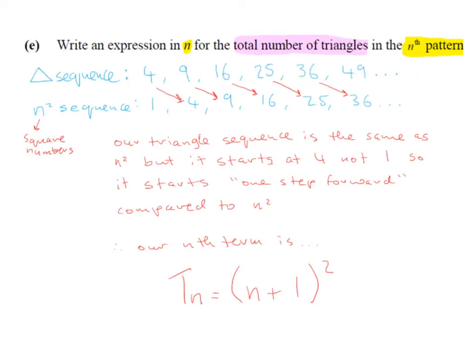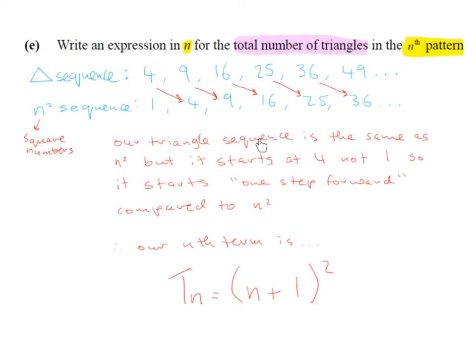Now, we know that n squared, our square number sequence, is actually 1, 4, 9, 16, 25, 36. So it's very, very similar to what we've got, but it starts with a 1, because 1 squared is 1. So our square number sequence, n squared, is 1, 4, 9, 16, 25, 36, and so on. It's very similar to the sequence that we are given. The only difference is we're starting with 1, whereas that sequence starts with 4.